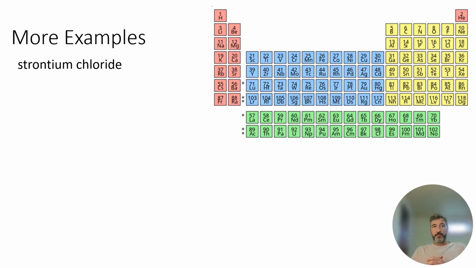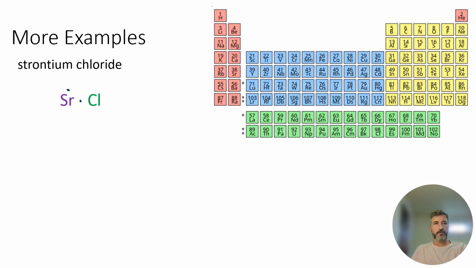Okay, let's try another example. Strontium chloride. The first step is going to be to draw the Lewis structure for strontium. And so I am going to do this, let's see here. We'll put a couple dots just right here on the right and maybe up top.